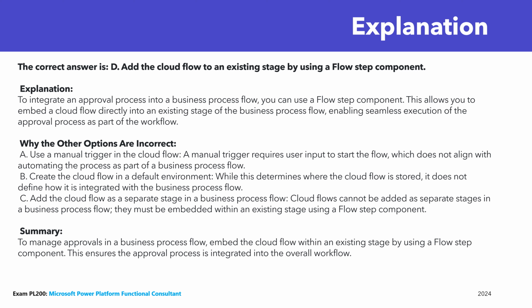Summary. To manage approvals in a business process flow, embed the cloud flow within an existing stage by using a flow step component. This ensures the approval process is integrated into the overall workflow. The correct answer is D.